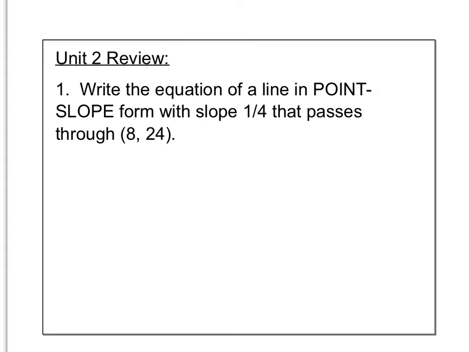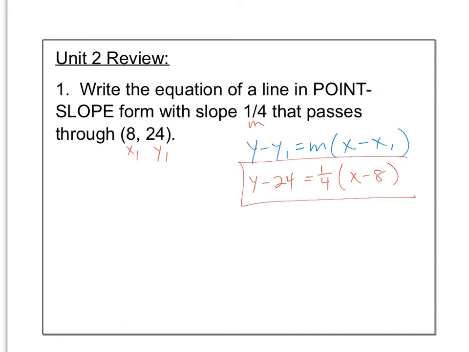Point slope form is the less common formula for a line. It goes y minus y1 equals m times x minus x1. And you are going to plug in a few things. You're going to plug in the 1/4 for the m, the 8 for the x1, and the 24 for the y1. So it should look like this: y minus 24 equals 1/4 times x minus 8. And that's it. You stop there. That is the point slope form for the line.